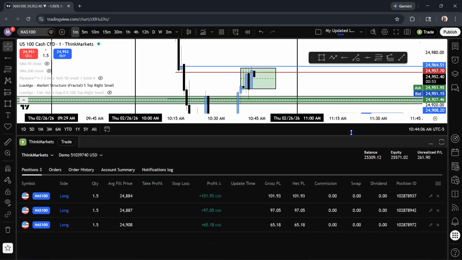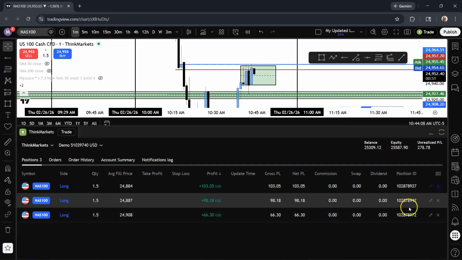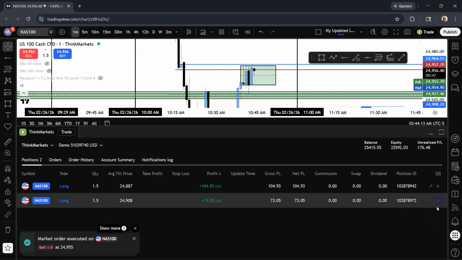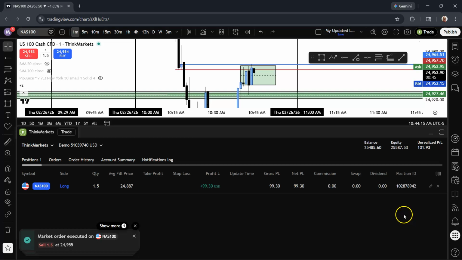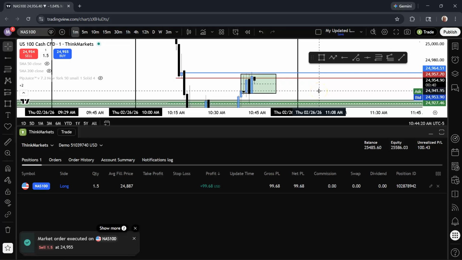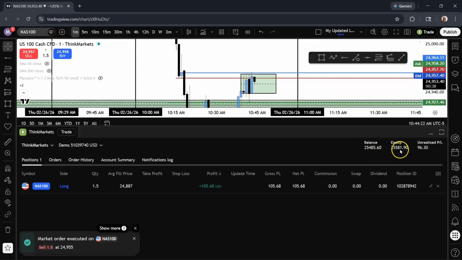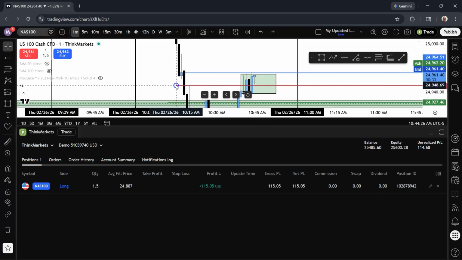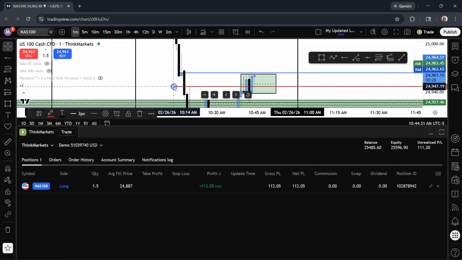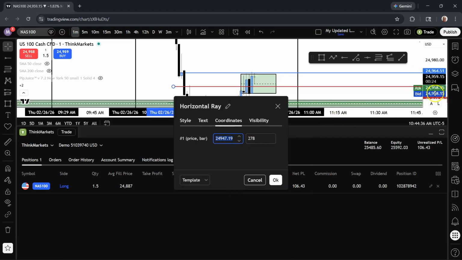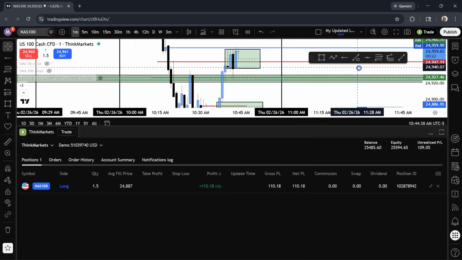You know what? I'm going to take my profits. This one, 106. This one, 73. And we'll keep one runner. So I'm still above $523, which is good. So wait for this candle to close, and we'll put a stop loss right underneath that candle.